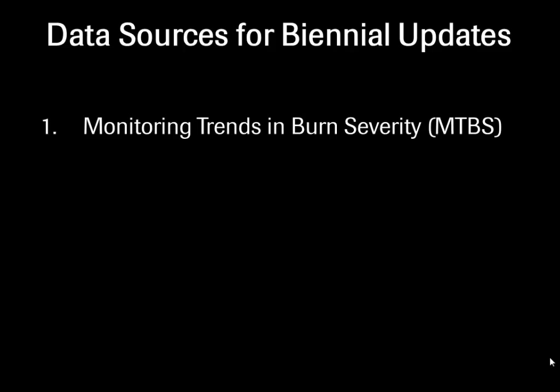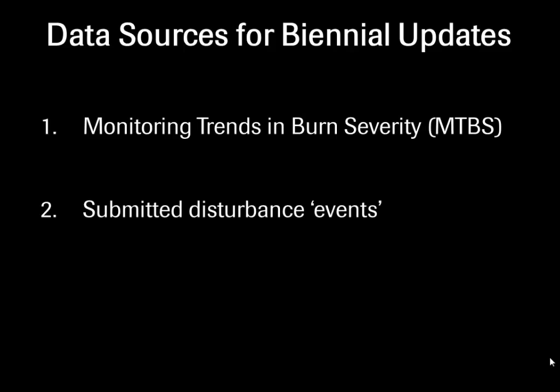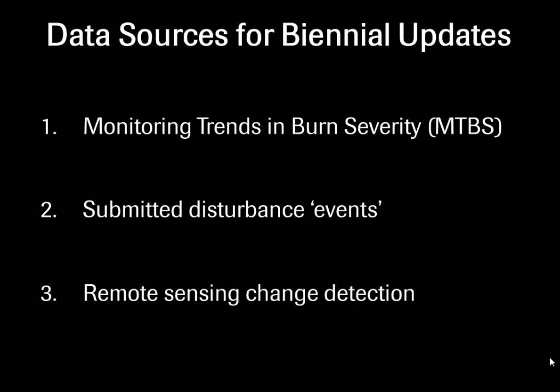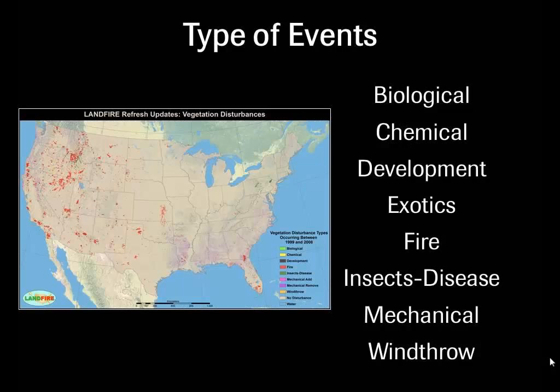Now LANDFIRE bases the biennial update on several data sources: monitoring trends in burn severity, wildland fire data, information on vegetation disturbance events that are submitted by local staff directly to LANDFIRE or to regional and national databases, and a remote sensing change detection process that is based upon Landsat imagery. Now LANDFIRE attempts to capture a spectrum of events in the updating process: conversion to urban, forest harvests, chemical applications, wildland fires, controlled burns, storm damage, insect attacks, and others.